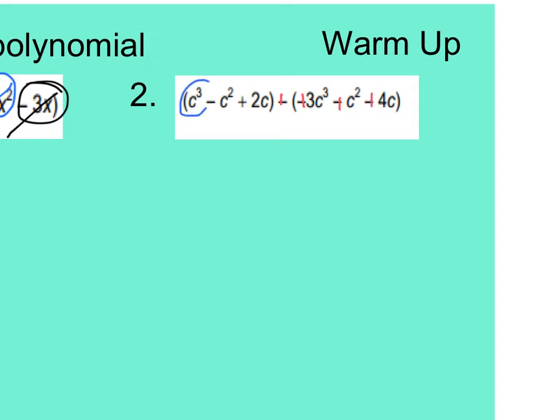So I have a 1c cubed, adding it now to a positive 3c cubed, so that's 4c cubed. Now I've got a negative c squared and a positive c squared, so they're going to cancel. And then I've got a positive 2c being added with a positive 4c, which makes 6c. And there's my final answer for number 2.